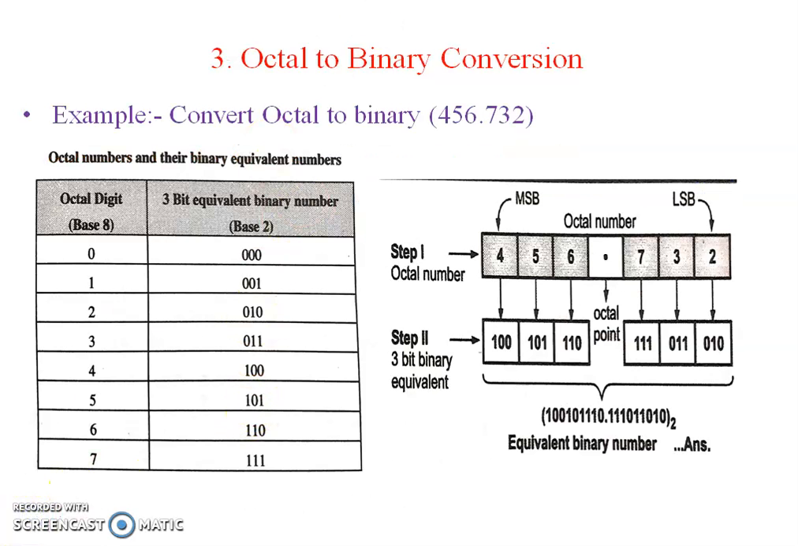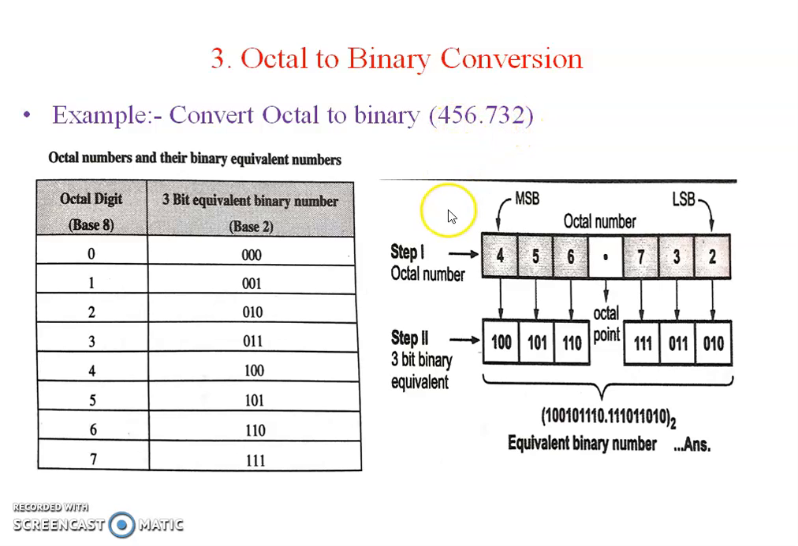Now we discuss octal to binary conversion. Here are some octal numbers and their binary equivalents. Octal digits are 0 to 7, to the base 8, and here the 3-bit equivalent binary number is to the base 2. It means for 0, the 3-bit binary equivalent number is 000, and so on. So this is our example.